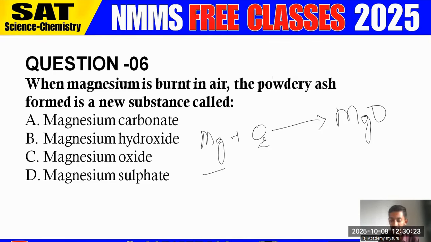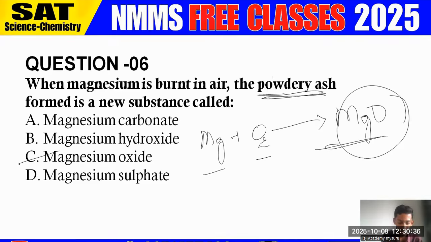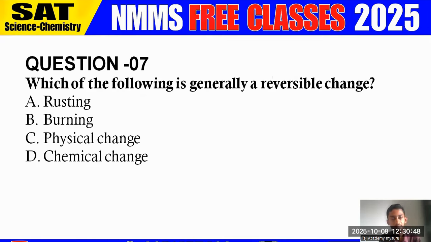If magnesium reacts with oxygen, it will form magnesium oxide. That is nothing but your powdery ash, which you are getting as a product. So the product which is forming here is magnesium oxide. It is not magnesium carbonate, not magnesium hydroxide, not magnesium sulfide also. So the correct option is magnesium oxide. Now we will move on to question number 7.